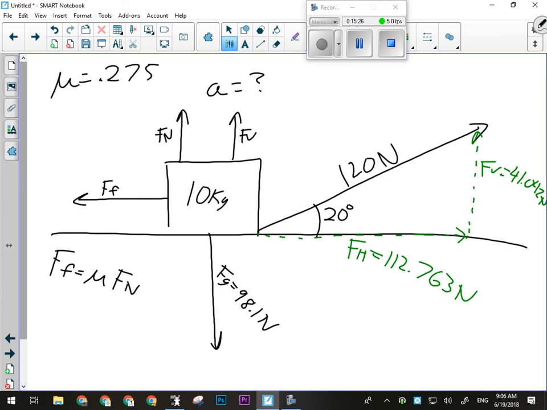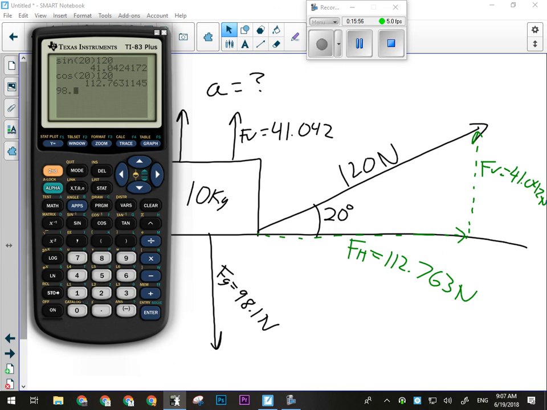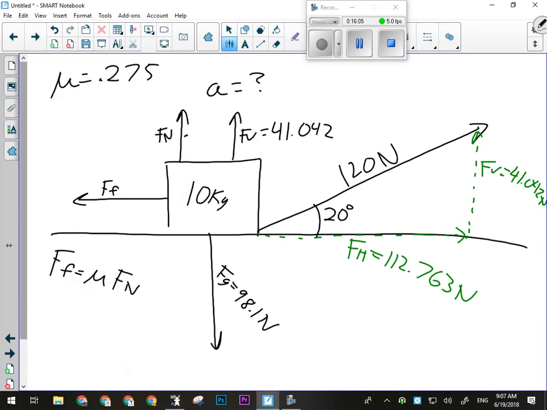I'm going to need normal force because that's part of friction's formula. How do I calculate the normal force? Right, gravity minus the vertical force. Here's why. Okay, is the box moving vertically? Then the net force vertically is 0. So that means the forces up add up to equal 98.1 newtons. So all I have to do is subtract from 98.1 what my force vertical is. All right, so that leaves me with 57.058 newtons.